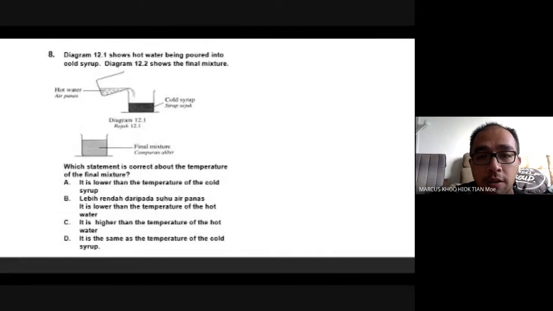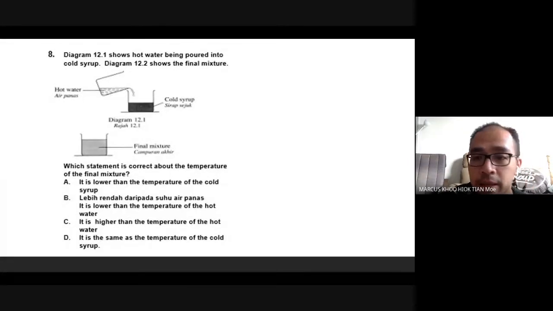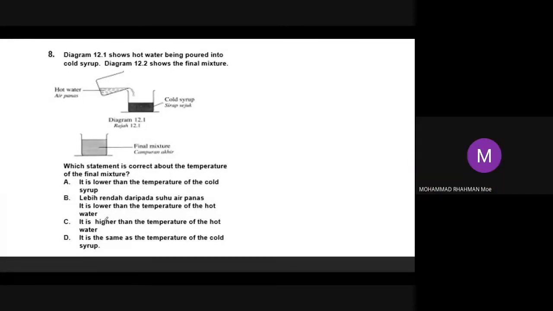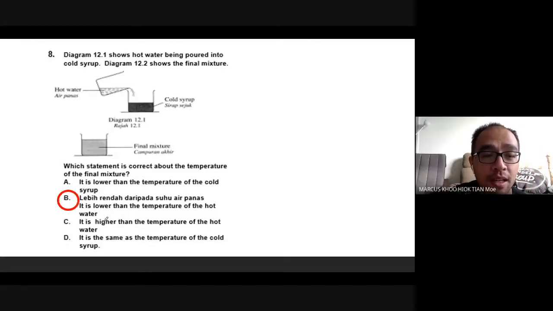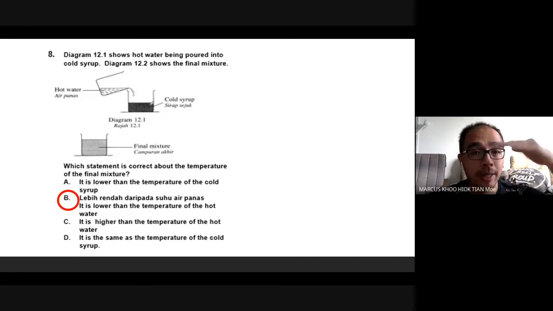Which statement is correct about the temperature of the final mixture? It is lower than the temperature of the hot water. It cannot be the same as the temperature of the cold syrup, because when you put hot water into the cold syrup, it becomes hot. So it will never be the same as the original temperature. It will be somewhere between the hot and the cold. Please remember that.